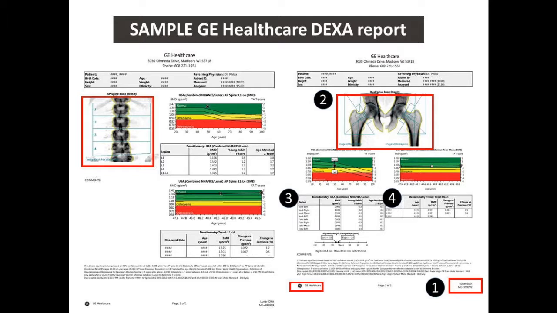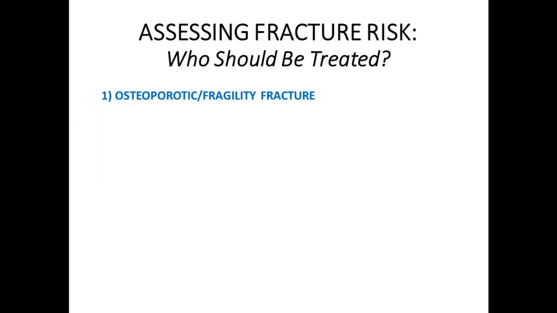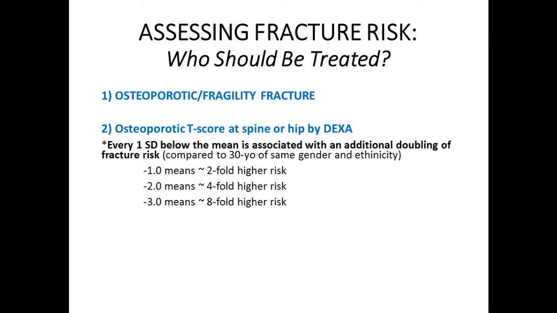All right, so who should be treated? I've kind of hinted at this throughout. If you've had an osteoporotic fragility fracture and you've ruled out and/or treated secondary causes, I think this person is ready for a bone drug. If you have an osteoporotic T-score, a T-score of -2.5 or below, they probably ought to be treated. Patients sometimes ask me, what does this mean? Every standard deviation below the mean is associated with an additional doubling of fracture risk, compared to a 30-year-old person who you hope is not having osteoporotic fractures. So when you go from -2 to -3, you get a 4-fold versus an 8-fold risk of fracture.